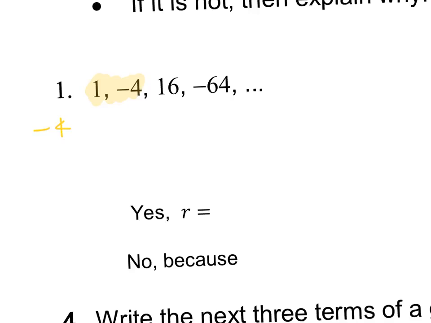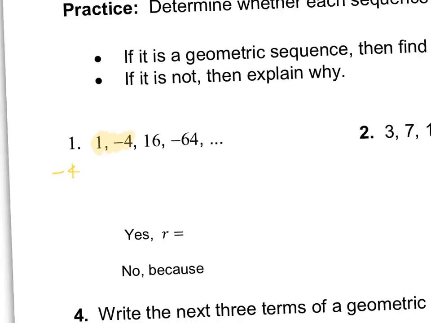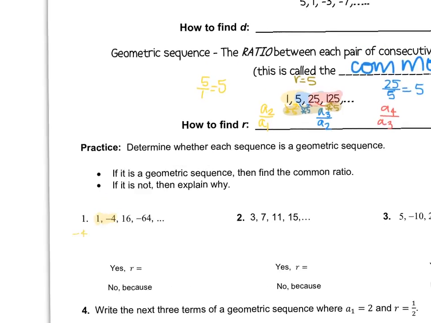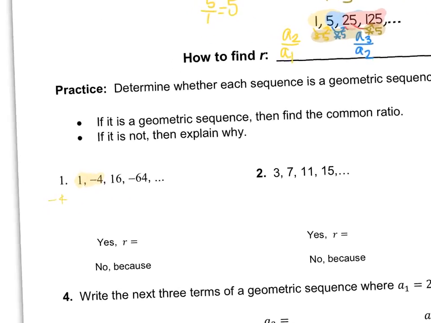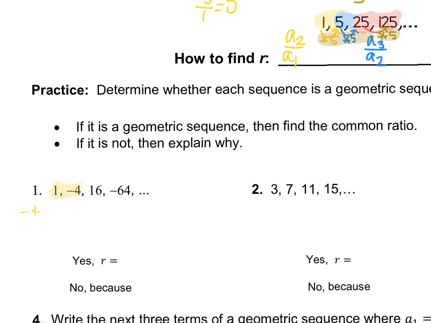I'm dividing the second term by the first term, and that's what we wrote up here. And I wrote that in yellow up here too, that I would need to divide the second term by the first term. So what is -4 divided by 1? Good, it's -4. Okay, so what I'm going to do now is do that again, but this time I'm going to do the third term divided by the second, because what I want to see is does it give me the same thing every time.